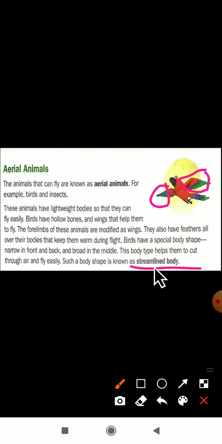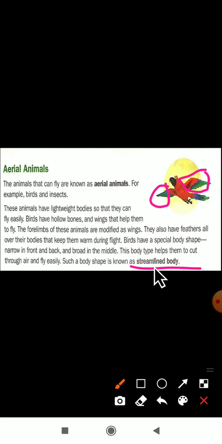Streamlined body. As you all know, the bird's weight is very light, so they can fly here. If the weight of the bird is very much, then they cannot fly. For example, penguin. Penguin body weight is more, so it cannot fly, though it is a bird.